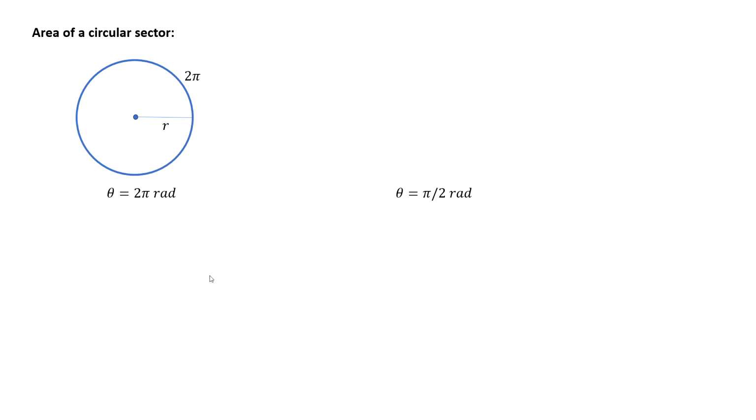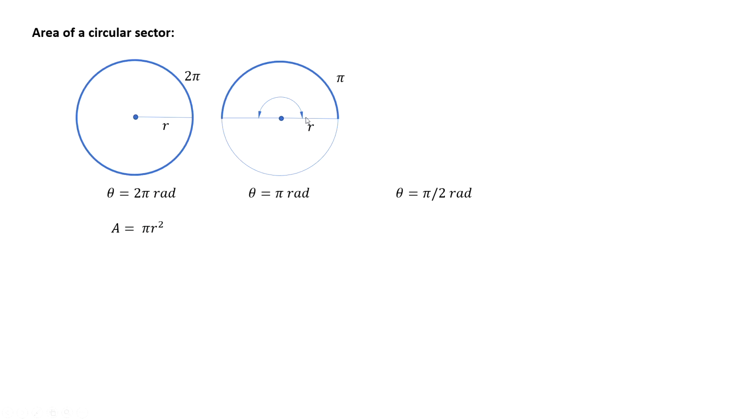If we have a full circle, would you agree that theta is 2 pi radian? The angle subtended is 2 pi radian, right? Full circle, 360 degrees or 2 pi radian. And what's the area of the circle? Pi r square. Good old geometry formula. Okay, what if we had half a circle?